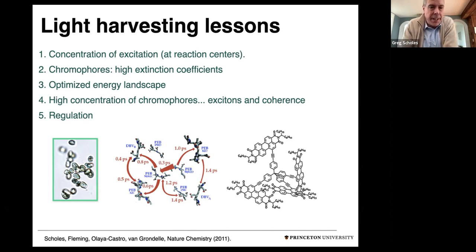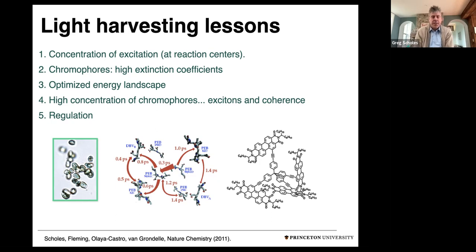Third, this optimized energy landscape has to do with how the energy is able to flow through these hundreds of chromophores bound in the proteins and get to the reaction center. The idea is that you don't want sinks for the energy, in other words, low energy chromophores in these proteins that would siphon off some of the excitation and reduce the efficiency. In some of the proteins like PS1, actually there are some curious red absorbing chromophores, but typically that's not the case.